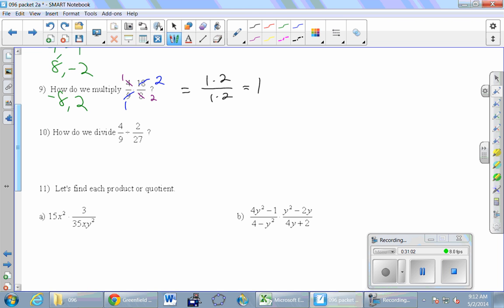What about division? 4/9 divided by 2/27. Which one do we flip? Second one. You guys remember that? So you copy the first guy. Division becomes multiplication. And then you flip the second guy.